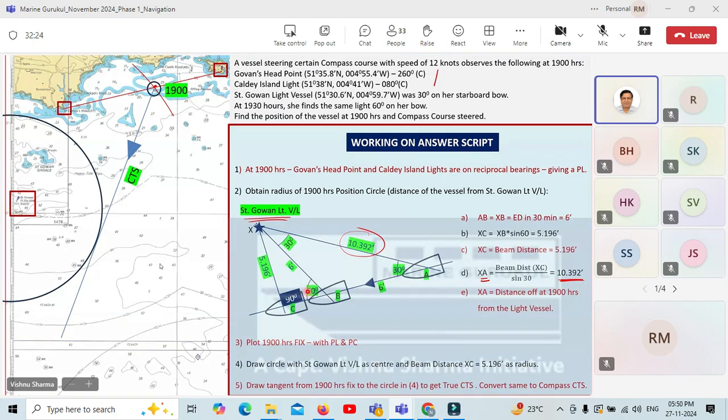And of course, the question wants compass course. Now, true course will have to be converted to compass course. That is what we had studied in the first lecture. Is this plot now clear to everybody? I've already shared the video. You can see it again. This was asked in the last to last paper.